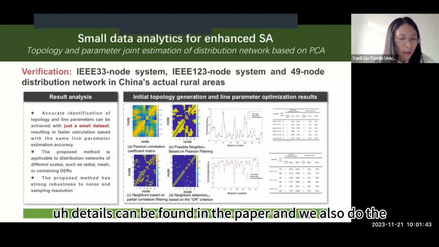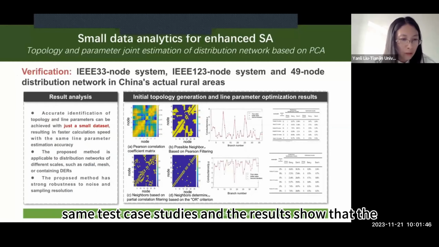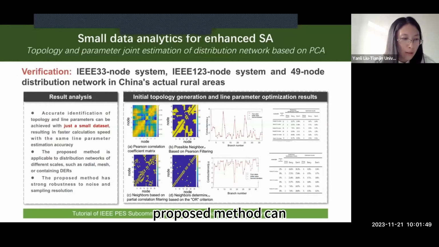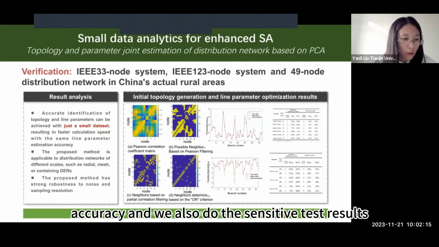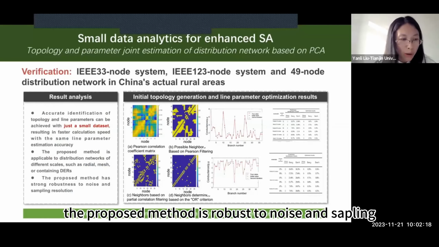And we also do the same test case studies, and the results show that the proposed method can accurately estimate the topology and line parameters of distribution networks of different sizes and types using only dozens of measurement data. And compared with the existing method, the proposed method only needs a small data size and has faster calculation speed with the same estimation accuracy. And we also do sensitivity tests, and the results show that the proposed method is robust to noise and sampling resolution.